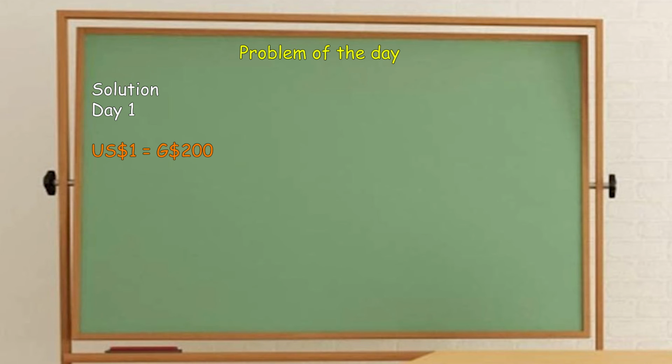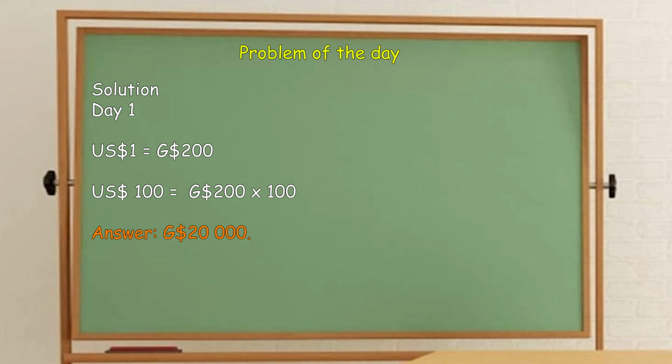Solution. Day 1. 1 US dollar is equal to 200 Guyana dollars. Therefore, 100 US dollars will be equal to 200 Guyana dollars multiplied by 100. We know the rule when multiplying by 100. We write back the number and add 2 zeros. So we write back our 200 and we add 2 zeros. So on day 1, Mr. Brown changed $20,000. Let's move on.